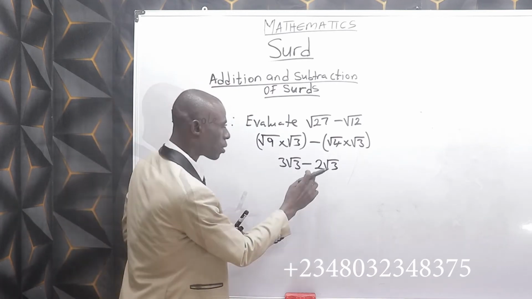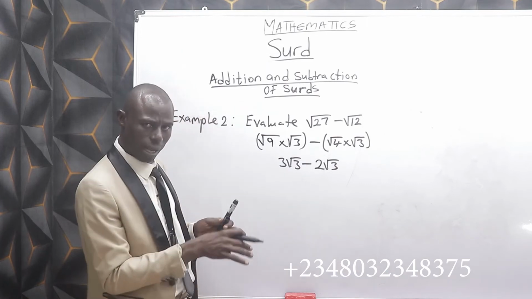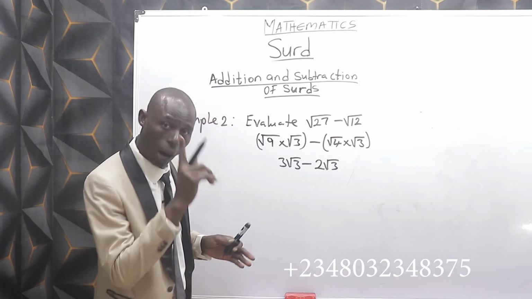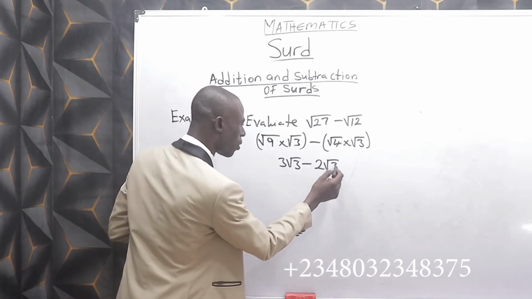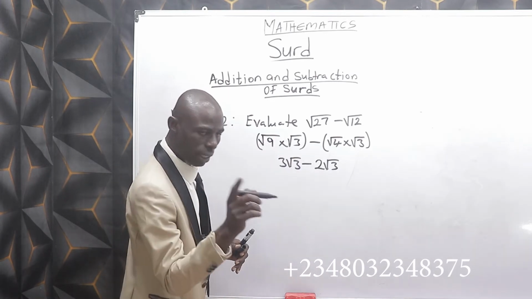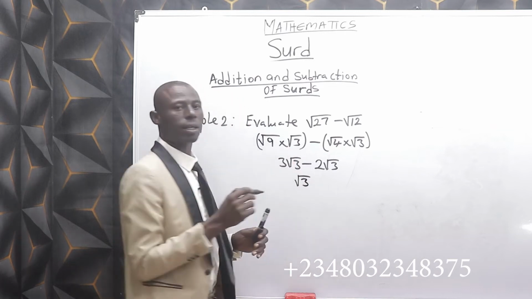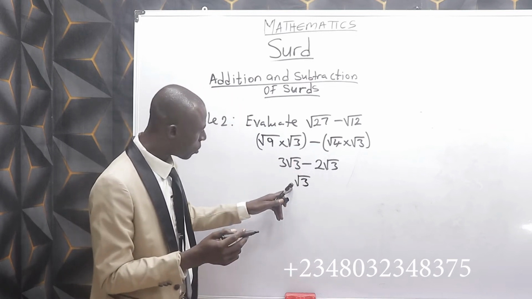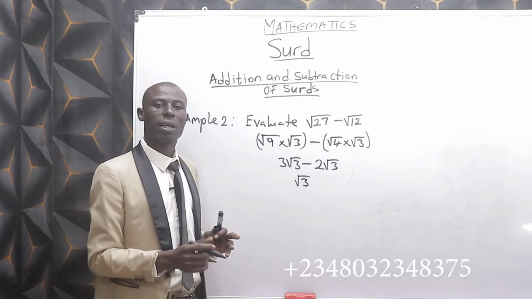You want to subtract 2 of something from 3 of its kind. It will remain 1 of such thing. So subtracting 2 root 3 from 3 root 3 gives us 1 root 3. And that 1 root 3 is written as just root 3. But it means 1 root 3. Only 1 root 3. And that's the end of that.